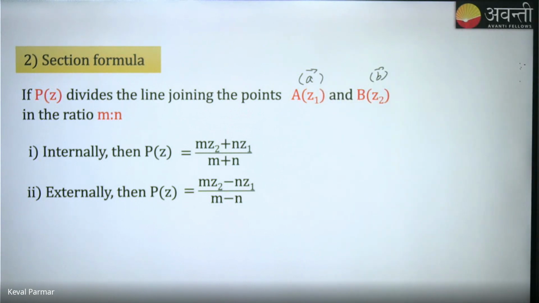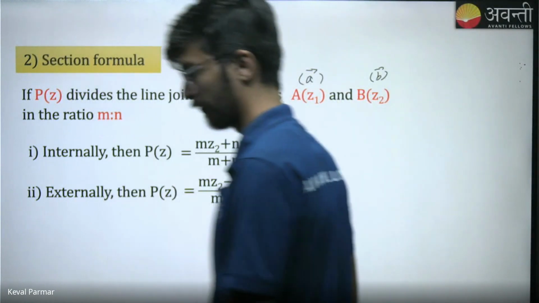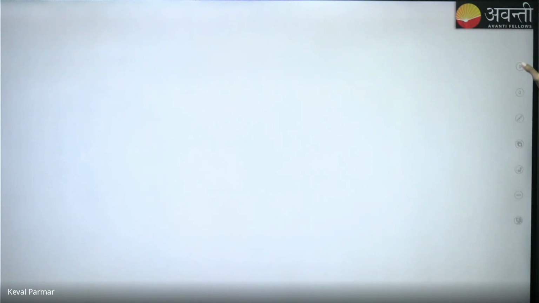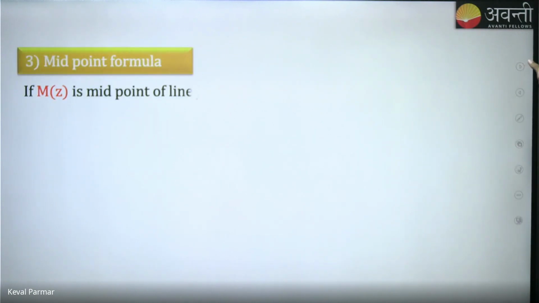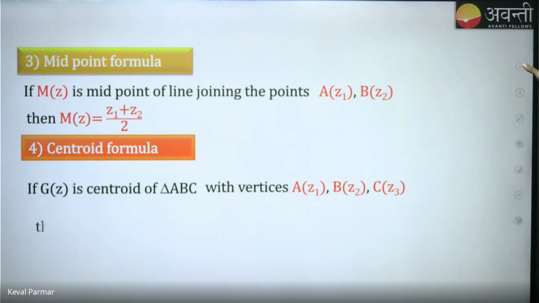Correct? This is the position vector A and this is the position vector B. Midpoint formula. Midpoint formula is the same, sum of both upon 2. So z1 plus z2 upon 2. Centroid is also the same. If z1, z2, z3 are 3 points which are forming a triangle, centroid will be z1 plus z2 plus z3 upon 3.